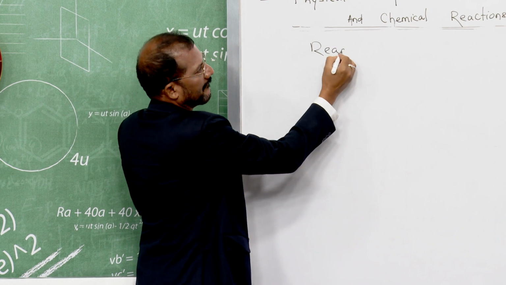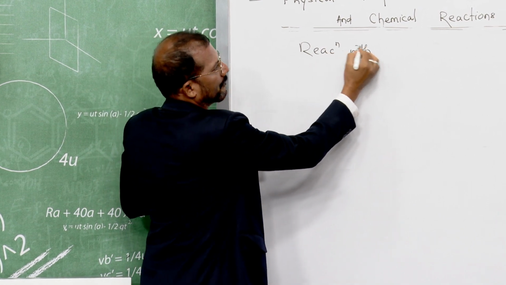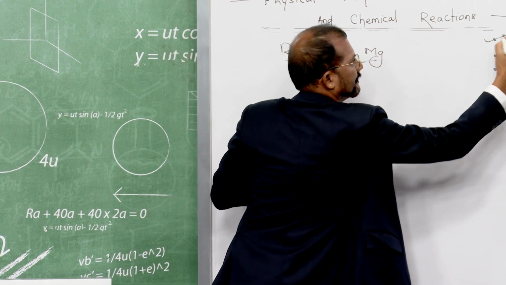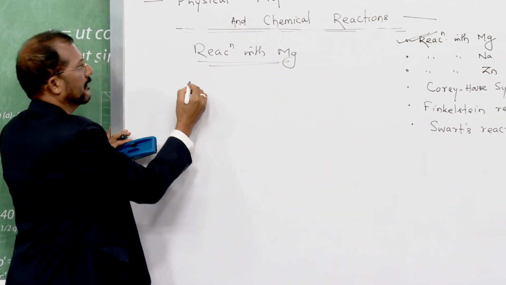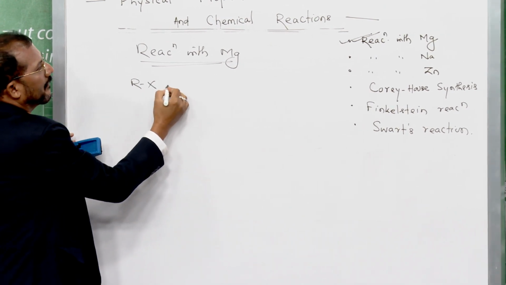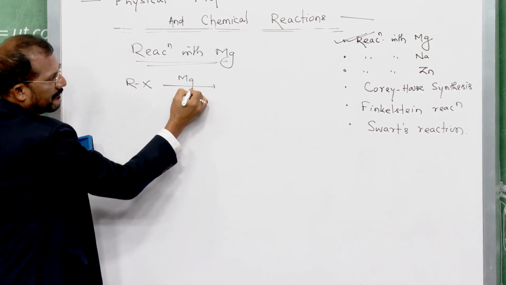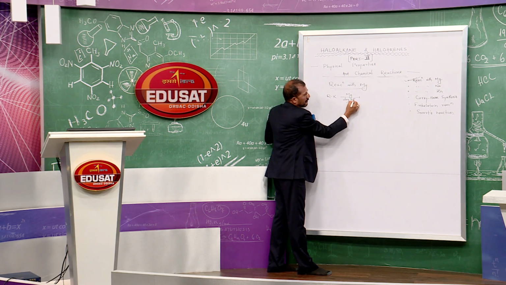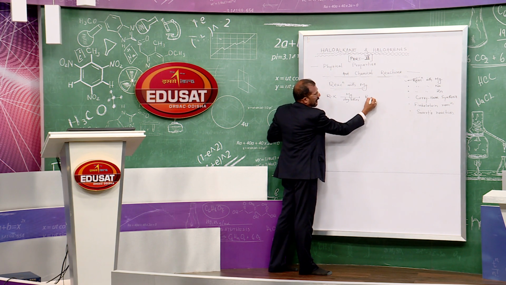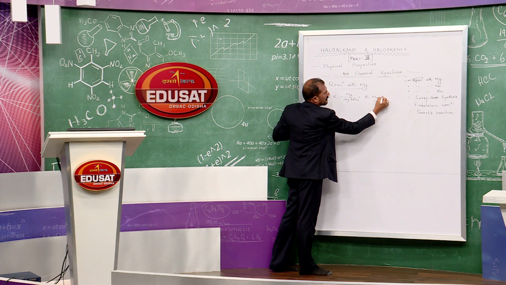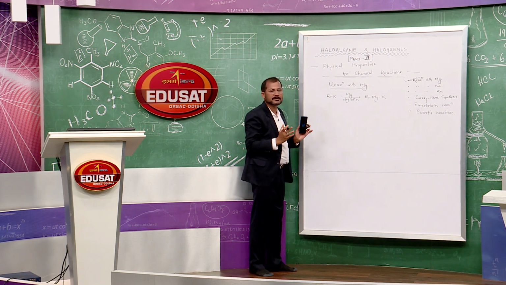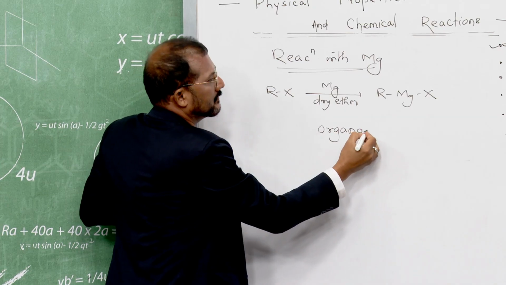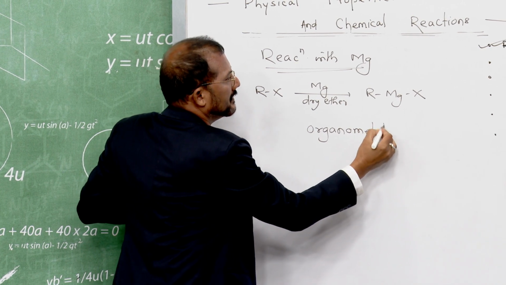Reaction with magnesium, this one, very simple thing: alkyl halide with magnesium. Solvent should be dry ether. We will be getting RMgX. This type of compounds are also called organometallic compounds. My dear students, try to remember this word.